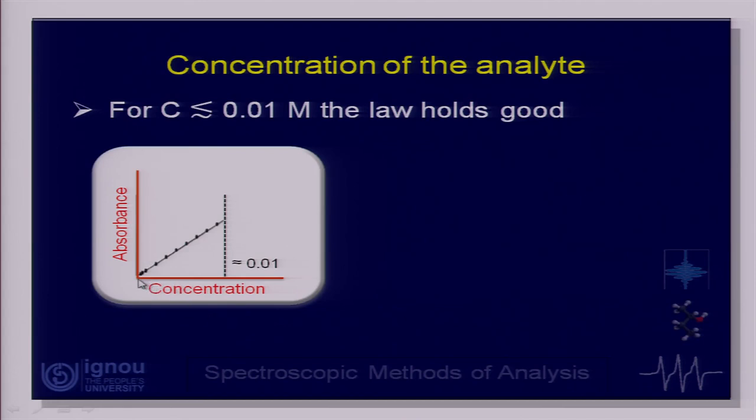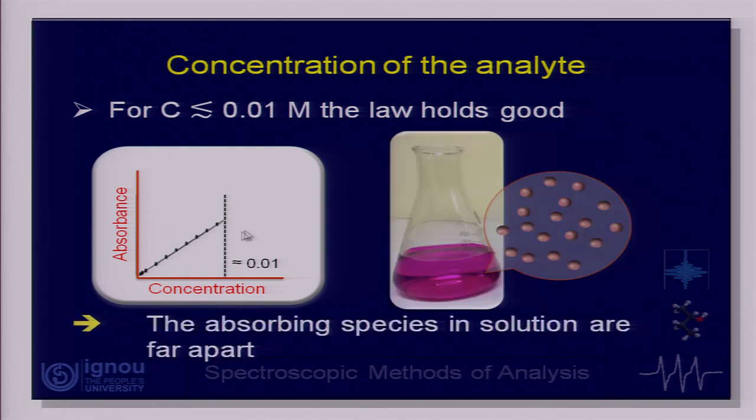That is, if I start from zero concentration to about 0.01, I find a straight line, that is, my absorbance is increasing linearly with the concentration. This happens because at such low concentrations, in this sample I have shown here, potassium permanganate, the analyte species are quite sparse. They are distributed away from each other, and there is not much interaction expected between the absorbing species.